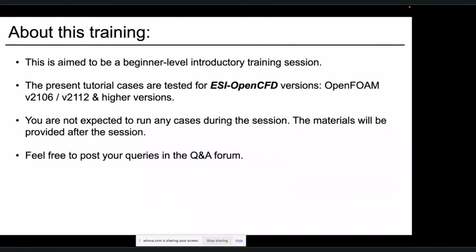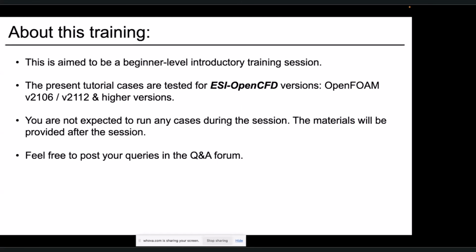As I said, it is a beginner level introductory training session, and the tutorial cases that I will be showing are tested for the ESI OpenCFD versions of OpenFOAM, version 2106, 2112, and it also works with higher versions. It is also expected to run with the .org fork of OpenFOAM with slight changes of keywords. And this is very important.